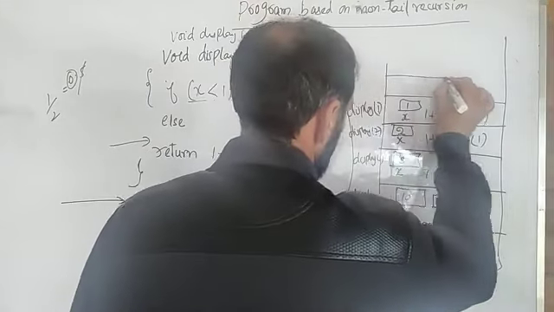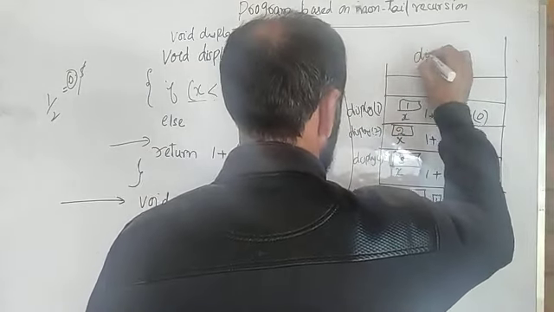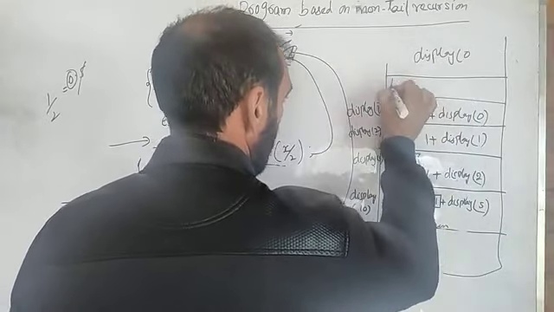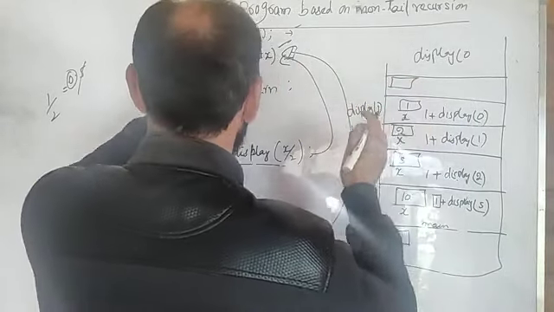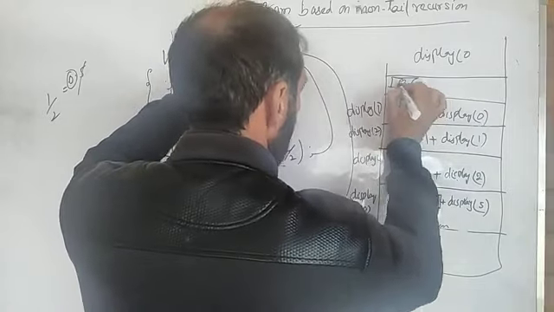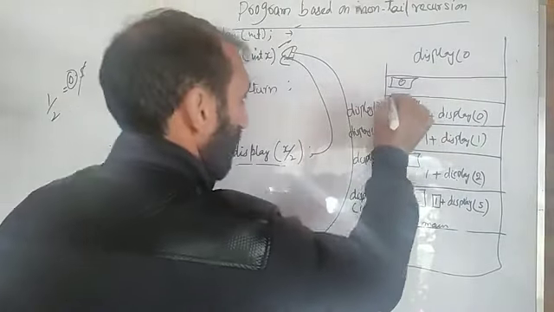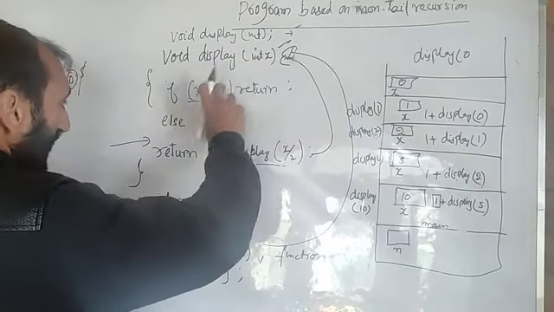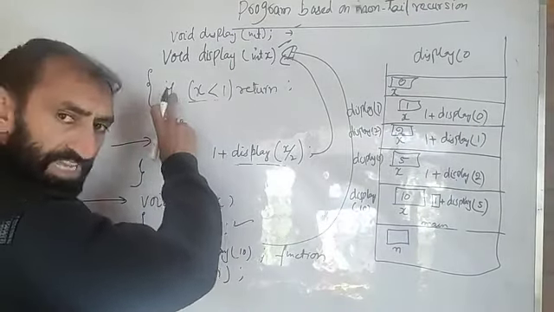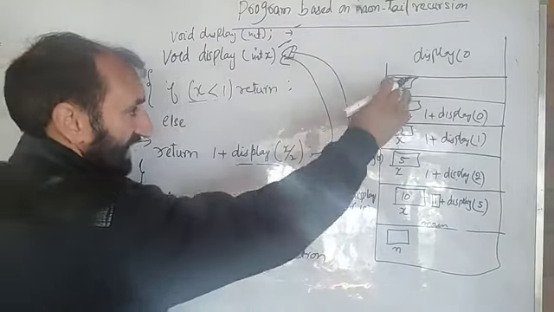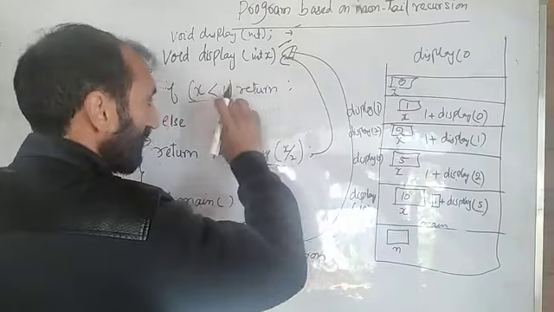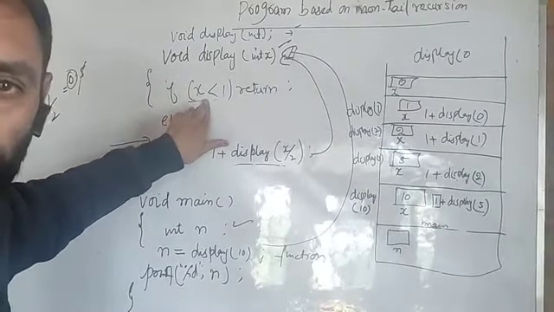Now, display 0 is going to be called by display 1 by passing the argument. What is the argument? Now this x contains 0. And after execution of this line, the control reaches here. If x less than 1, yes. Because we are in this display 0 function, x is less than 1.